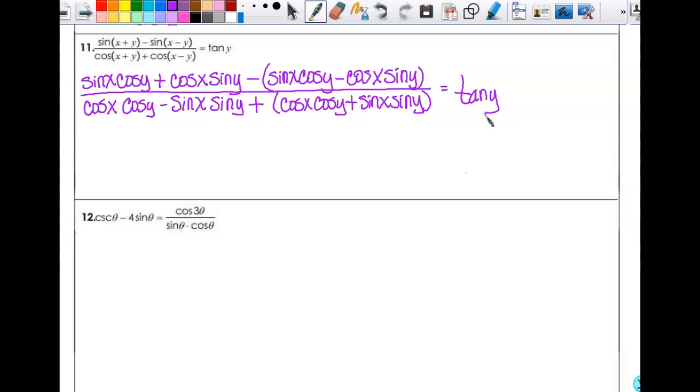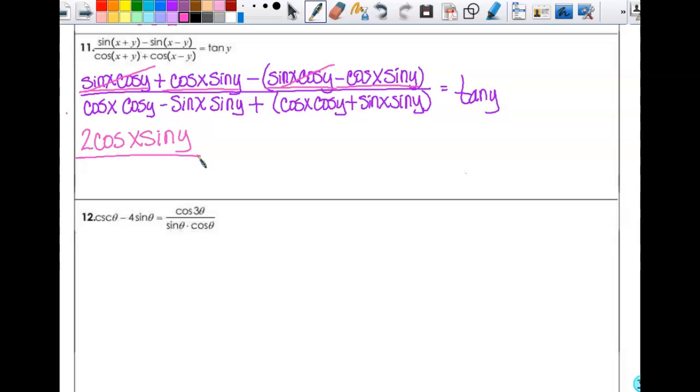All right, so I'm going to start cleaning it up. I'm going to start cleaning up the numerator first. So I have sine x cosine y, and here's sine x cosine y right here. So I'm going to subtract those 2, so those zero out. Then I have cosine x sine y right here, and cosine x sine y right there. Do those zero out? No, they do not. That's why those parentheses are important, because it's minus a negative. That actually gives me 2 of them, so that would give me 2 cosine x sine y.